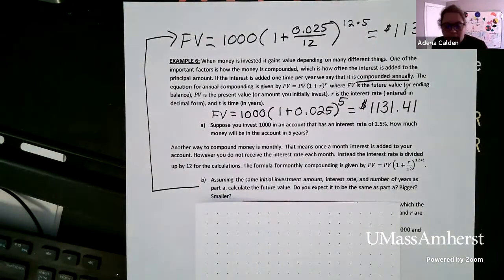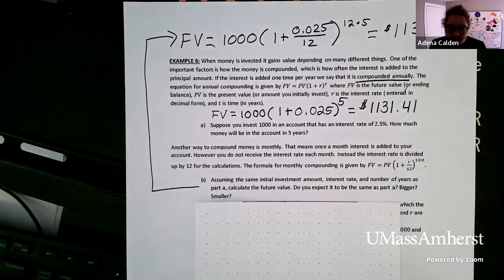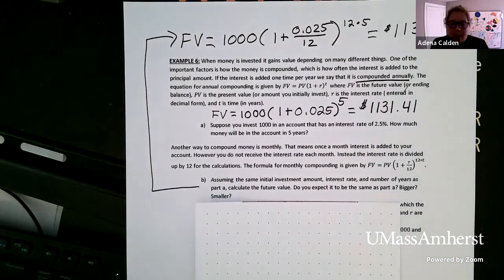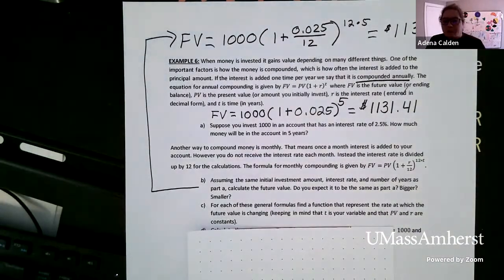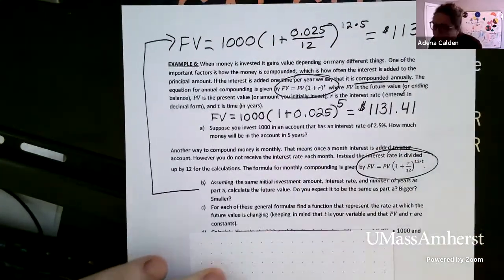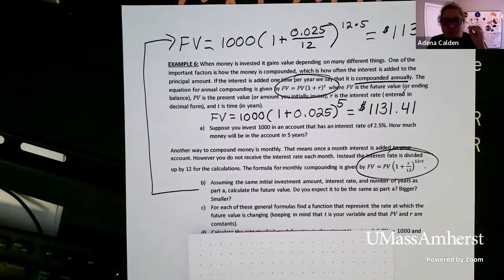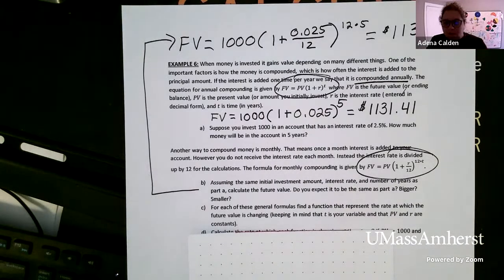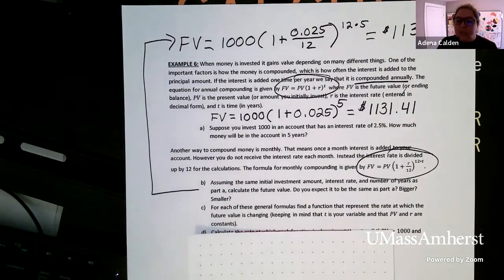So parts A and B are meant to give us an overview of what these two formulas are and what they represent. So now what we want to do is start thinking about the things that we've been doing in terms of rate of change and how that might apply here. Okay, so for part C, for each of these general formulas, the one that's up here and the one that's over here, we want to try to find the rate at which the future value is changing. So what does that mean? We are trying to find the derivatives of these functions.